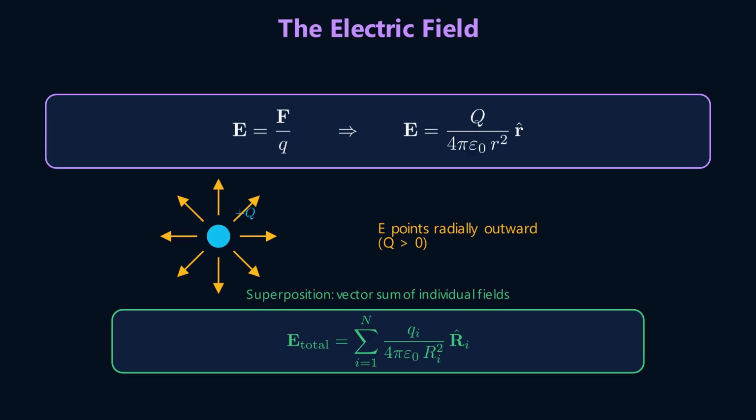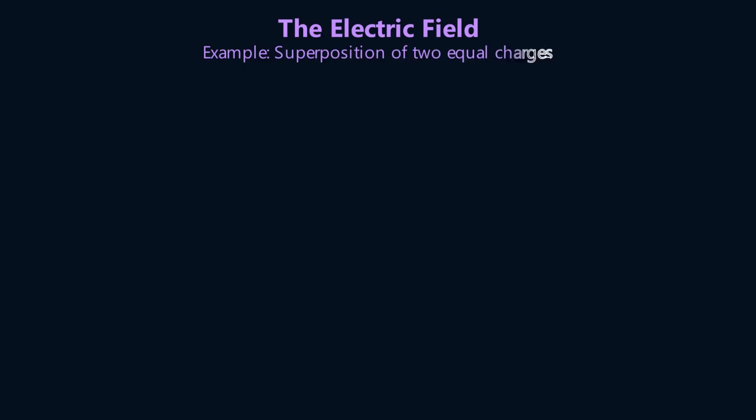The superposition principle states the total electric field from multiple charges is the vector sum of the individual fields. For n point charges, E total equals the sum from i equals 1 to n of qi over 4 pi epsilon 0 ri squared times r hat i. Let us verify with an example.